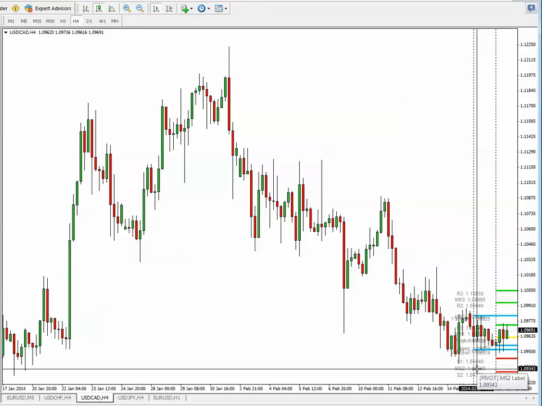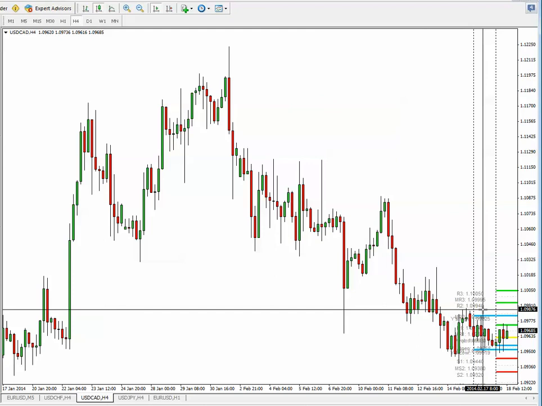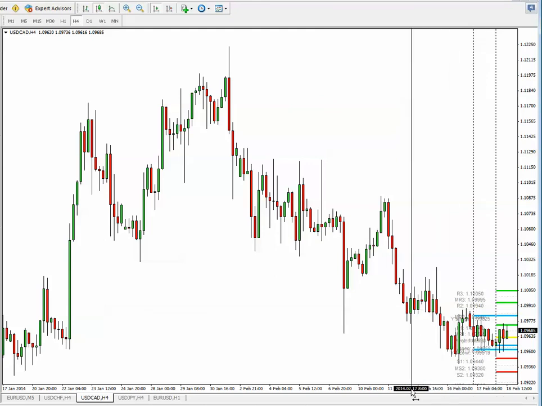So if we take out this area of 1.0930, we have odds of continuing lower, but we can witness a change of trend if price will try to take out 1.0987. This was all for our morning briefing for today, February 18th, 2014.